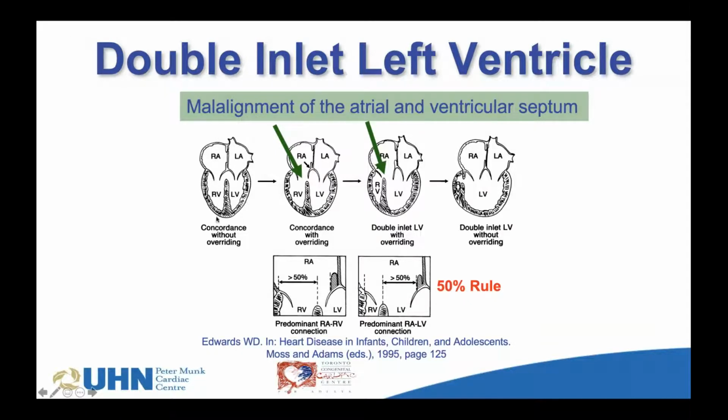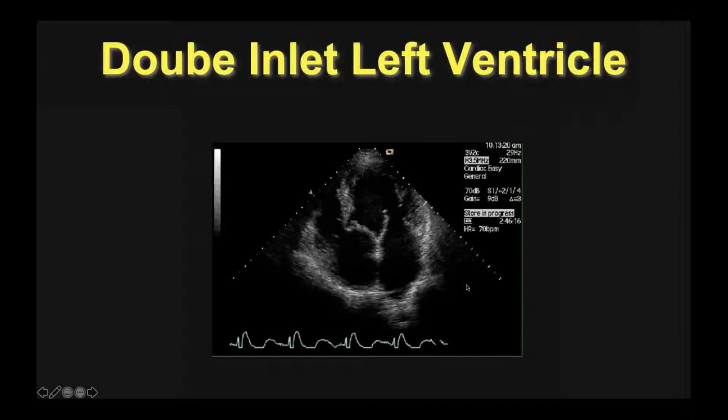So this is the normal connection without overriding of the septum. You can have a concordant connection with a mild overriding between the atrial and ventricular septum. But here you have a severe overriding and malalignment of the atrial and ventricular septum. And then we come to the 50% rule. If the overriding is more than 50% and the atria predominantly connect to a left ventricle, then we call this a double inlet left ventricle.